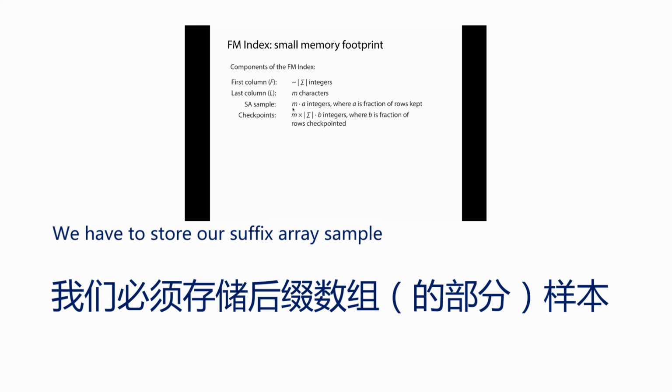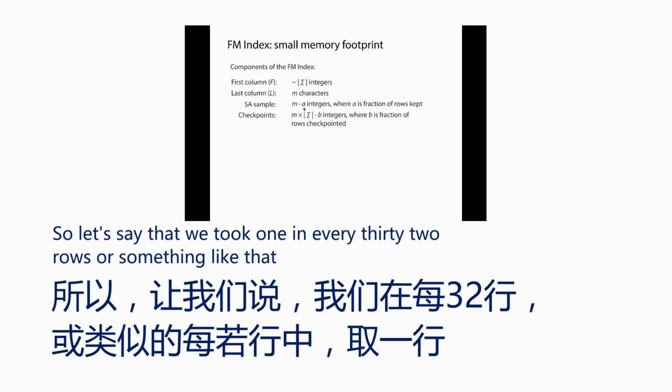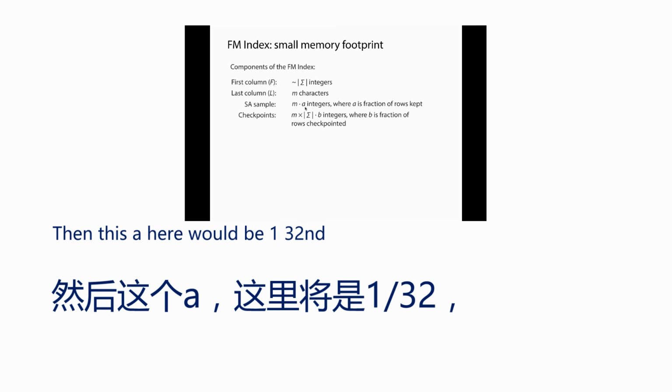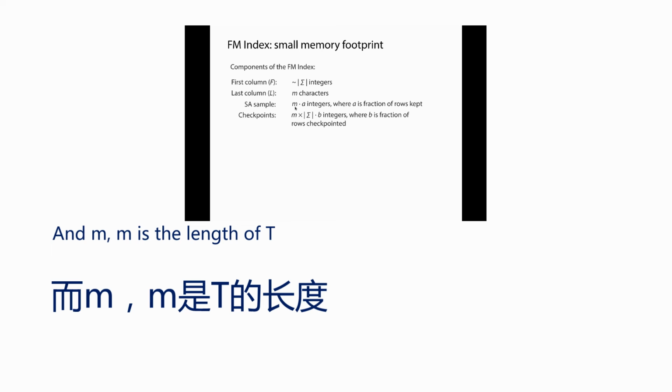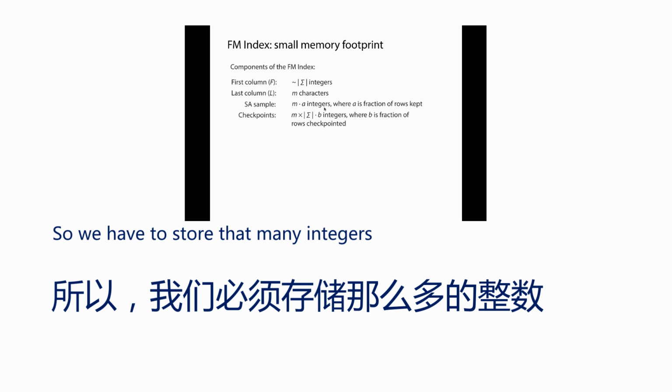We have to store our suffix array sample. So let's say that we took 1 in every 32 rows or something like that. Then this A here would be 1/32, and m is the length of t. So we have to store that many integers.